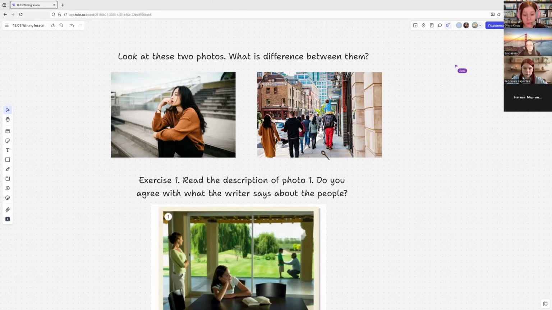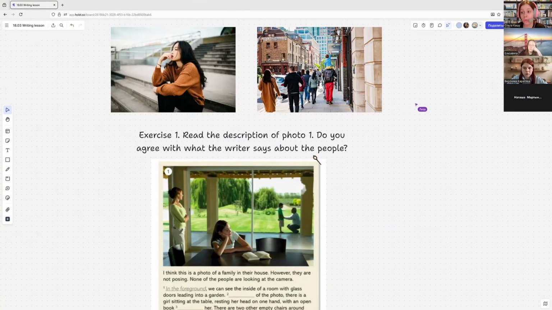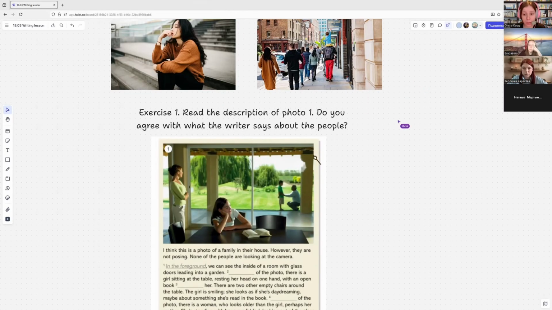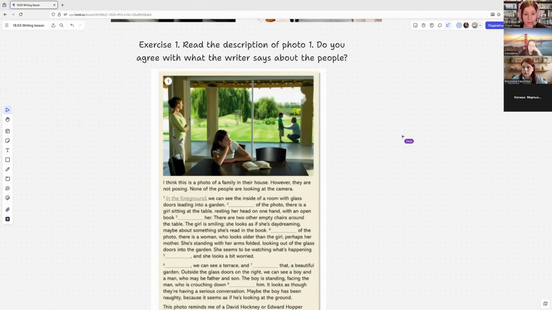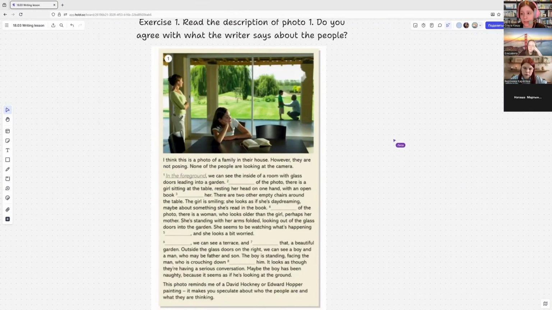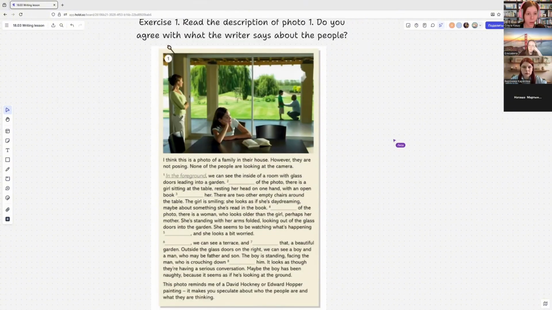So, and let's use one description as an example, which will help us to improve not only our vocabulary and speaking skills, but also writing, because while we're writing, we're also improving our speaking skills. So here in exercise 1, you have the description of the photo, and let's read it and say if we agree with what the writer says about the people. Let's take maybe 2, 3 minutes for you to look through the text. I will stop the demonstration for now.